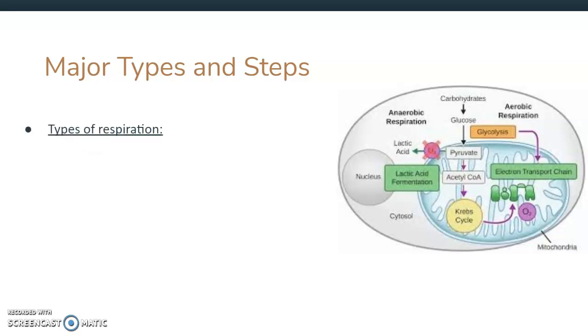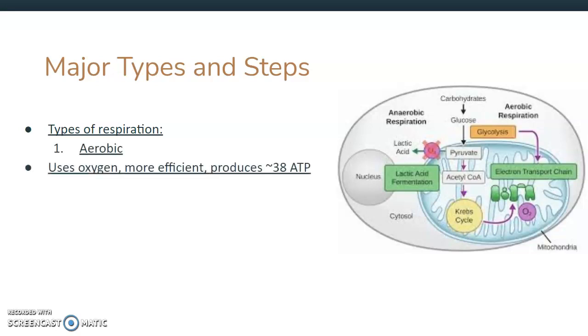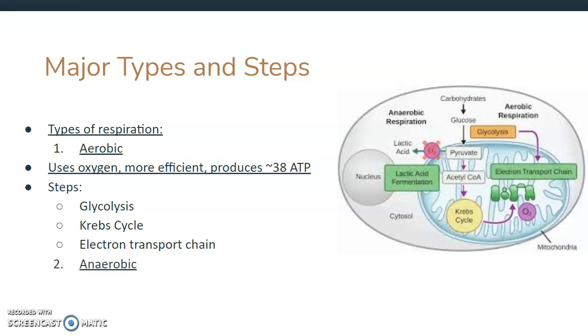The major steps: first of all, there are 2 major types of respiration. There's aerobic respiration, which uses oxygen, is more efficient, and produces about 38 ATP. We have 3 main steps, which are glycolysis, the Krebs cycle, and the electron transport chain. And this is the type of respiration where we will spend most of our time, if not all our time, learning about and discussing.